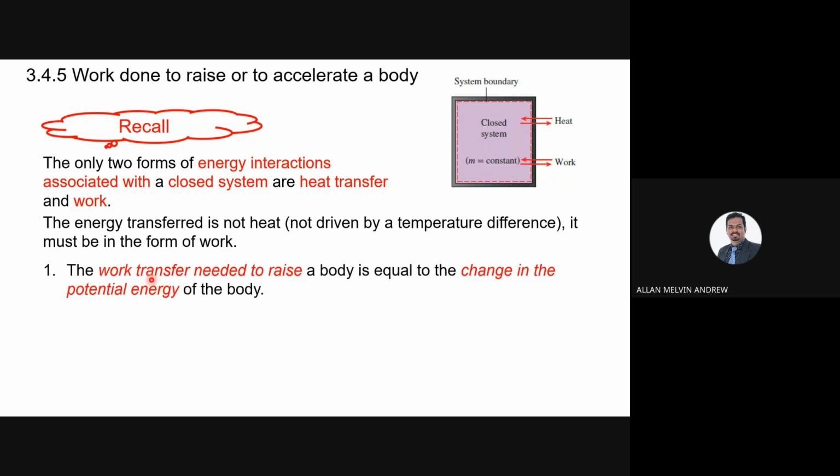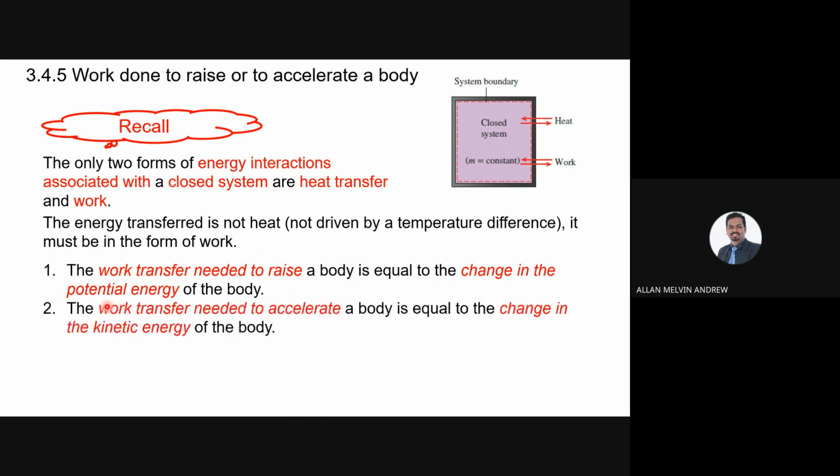Okay, the work transfer needed to raise a body is equal to the change in the potential energy of the system. Let's say you are raising one body from one point to another point by some height. There will be a change in the potential energy, because the formula for potential energy is mgz, where z is the height. So there will be a change.